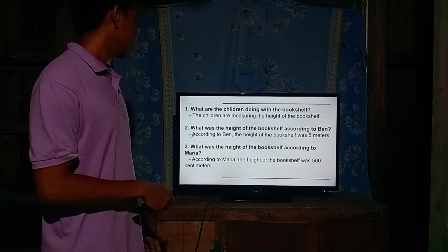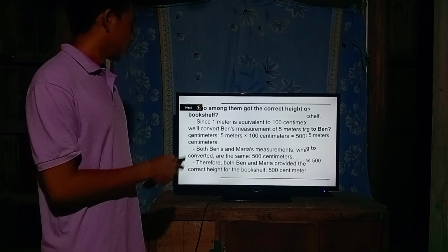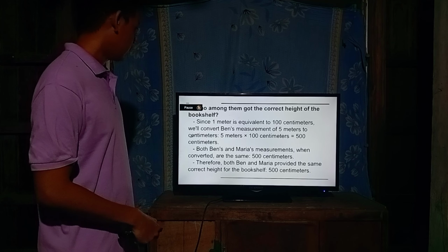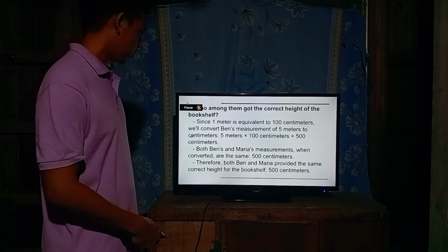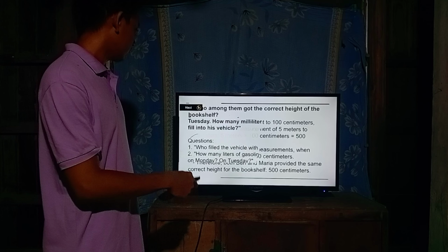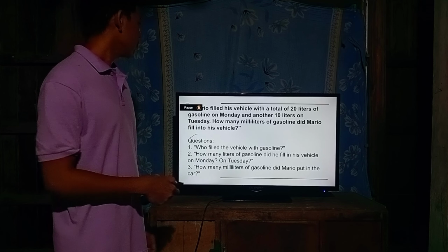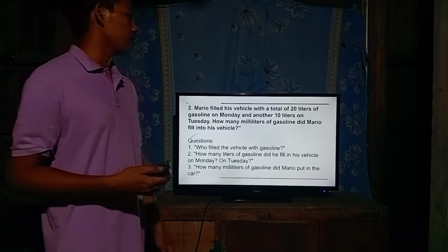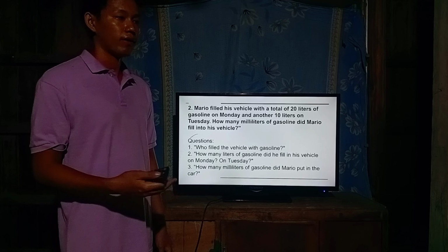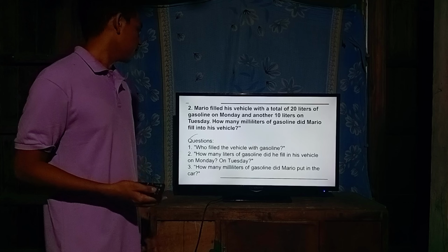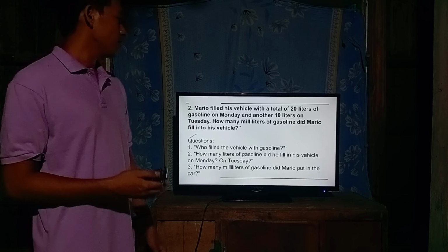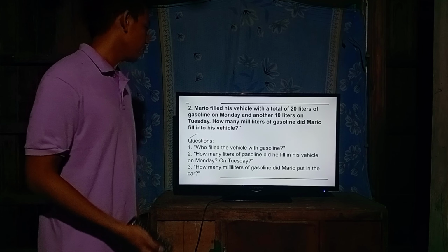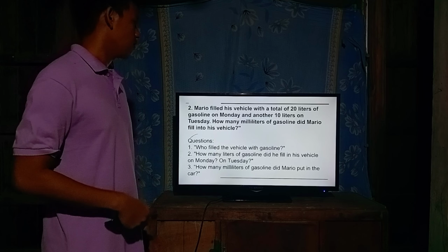Now let's move again. Let's go back to problem number 2. So here in problem number 2, Mario filled his vehicle with a total of 20 liters of gasoline on Monday and another 10 liters on Tuesday. How many milliliters of gasoline did Mario fill into his vehicle?